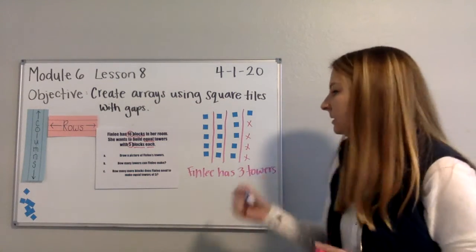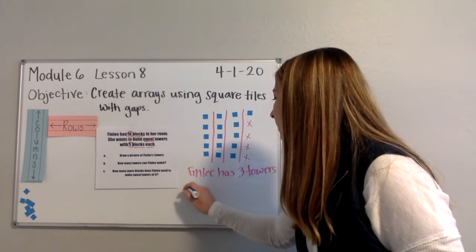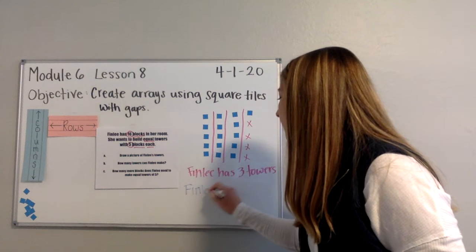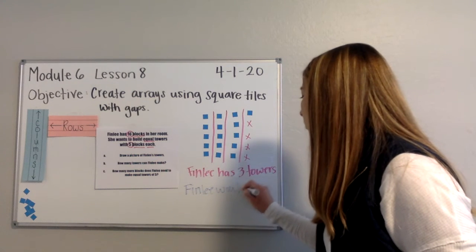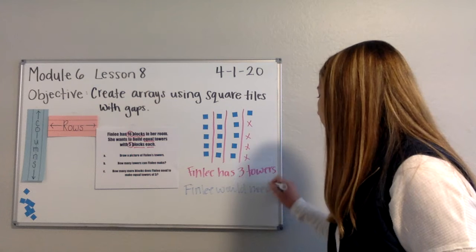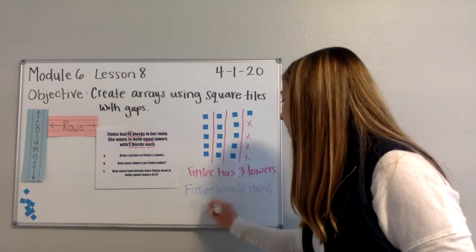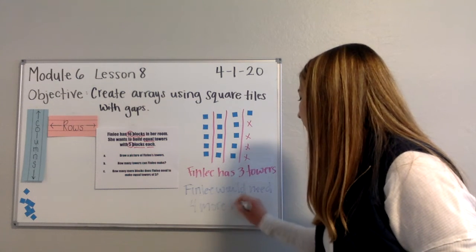My sentence for part C would be, Finlee would need 4 more blocks.